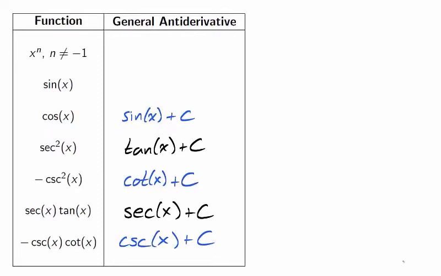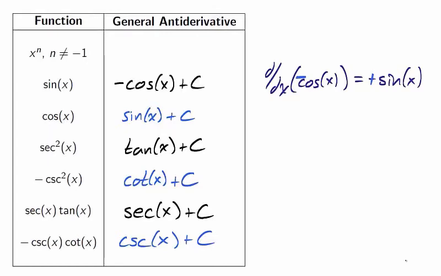But we can reverse the standard derivatives of tangent, cotangent, secant, and cosecant to recognize them as antiderivatives of their derivatives. The first two functions on our list are not as simple to calculate as the bottom. The derivative of cosine is negative sine. Therefore, the general antiderivative of sine is negative cosine plus c.